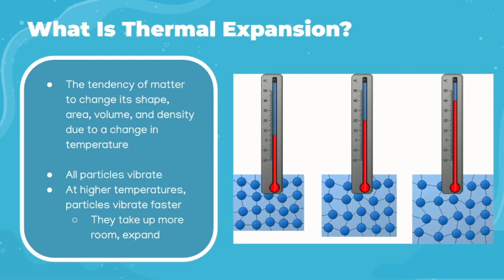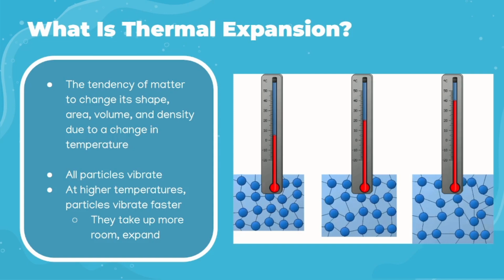What exactly is thermal expansion? Thermal expansion is the tendency of matter to change its shape, area, volume, and density in response to a change in temperature. Or to simply put, objects can change in volume when the temperature changes.